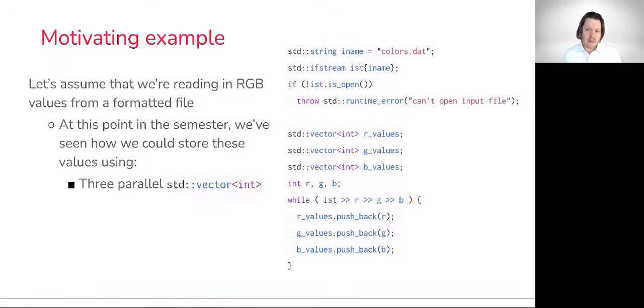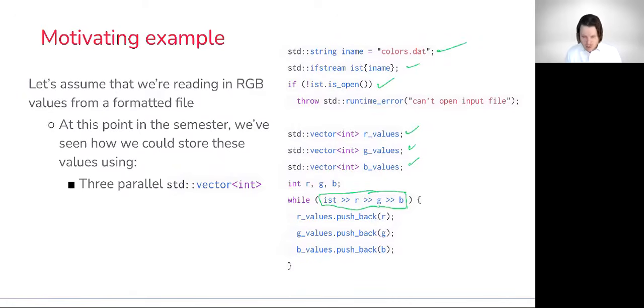We say that these three vectors are in parallel because for a respective color, essentially the 0 index of each of those vectors contains the relevant integer value for the specific component of color that we're looking for. So we go ahead and open up our file, and ensure that it's opening before we move on. We declare these three vectors and we begin reading triplets from our input file stream. And again, the R component is pushed back to R values, G to G values, B to B values.